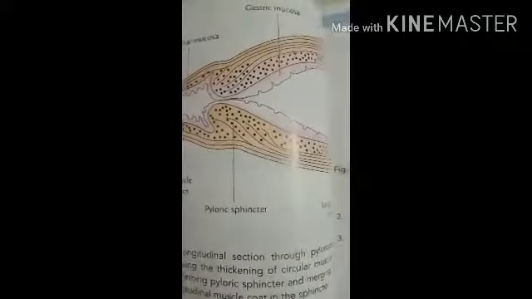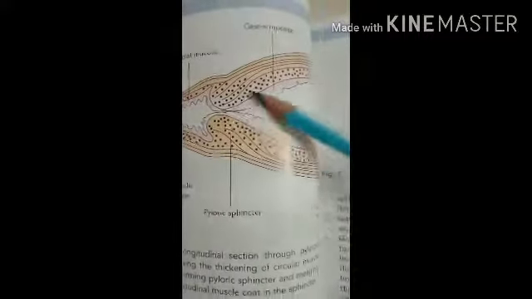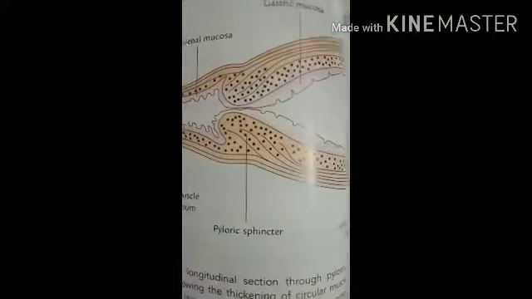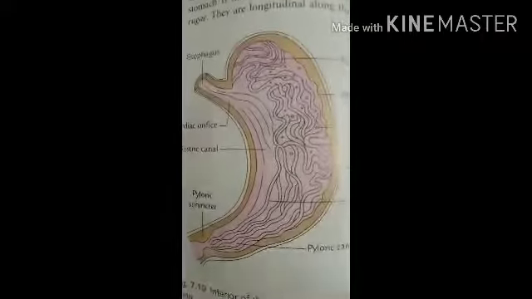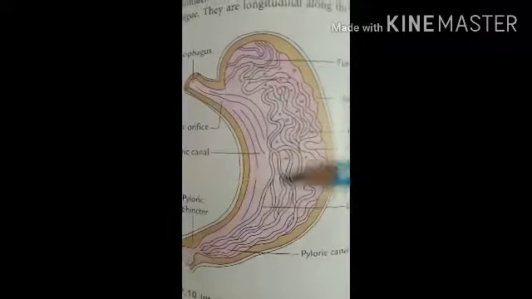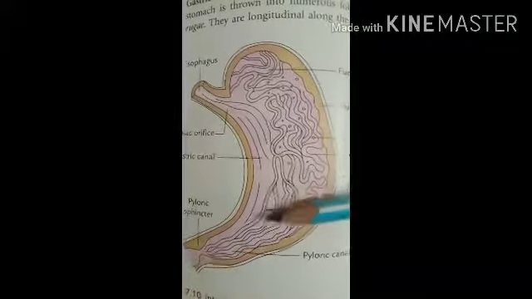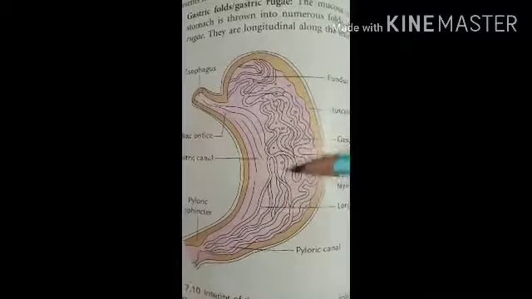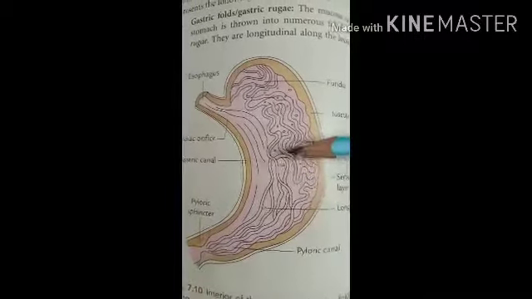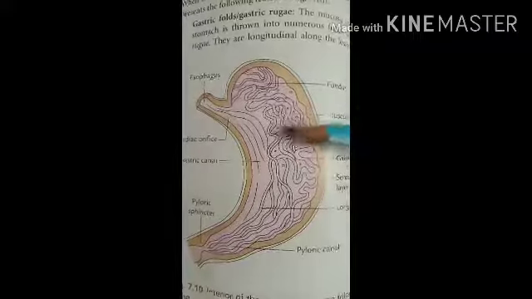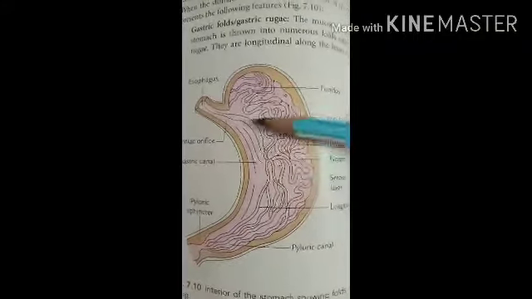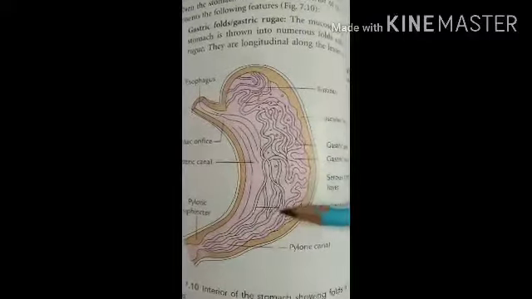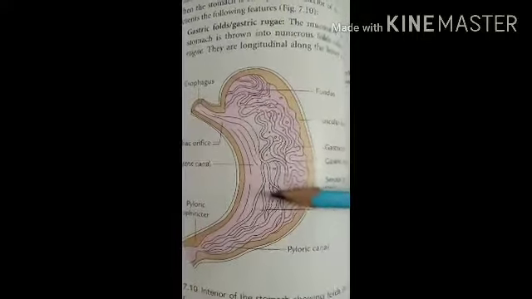Okay? So these are the 4 layers present in the stomach. After that, we should see the interior of the stomach. Here in this diagram you can see the interior of the stomach. When you look at the interior, you observe that the mucosa of the stomach is thrown into a number of folds called the gastric rugae. And these are temporary folds.